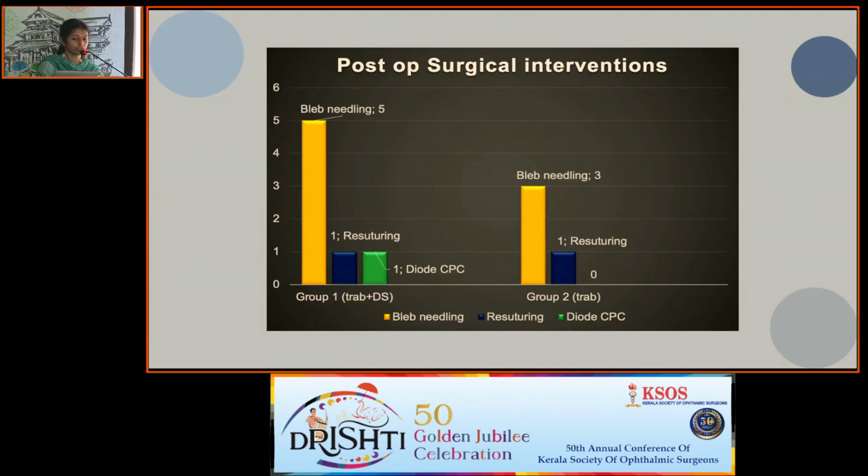Regarding the post-operative surgical interventions, 7 eyes in group 1 needed post-operative surgical interventions to control intraocular pressure, which includes 5 that underwent bleb needling, 1 eye that underwent resuturing, and 1 that underwent diode CPC. And 4 eyes in group 2 needed post-op surgical interventions to control IOP, which includes 3 that underwent bleb needling and 1 that underwent resuturing.